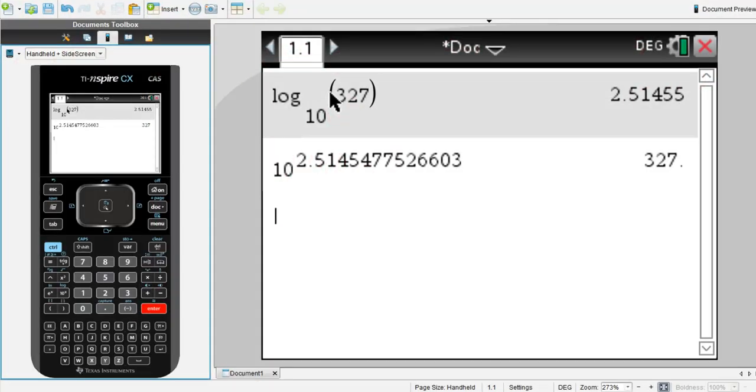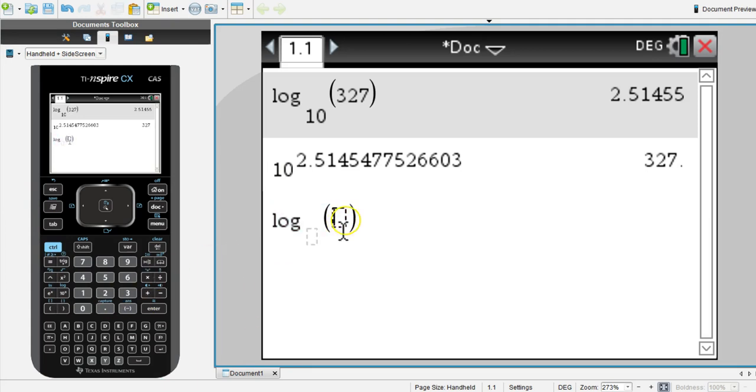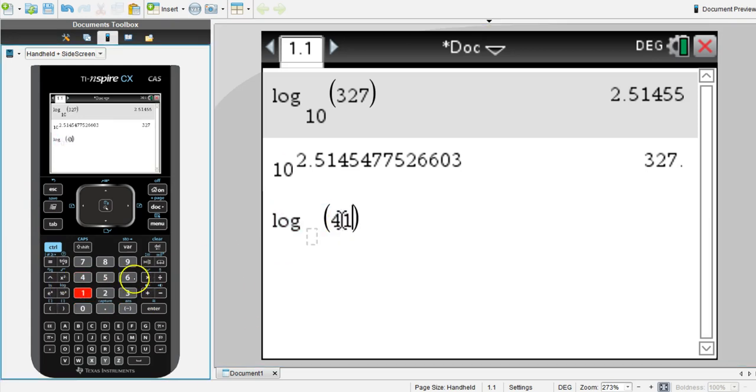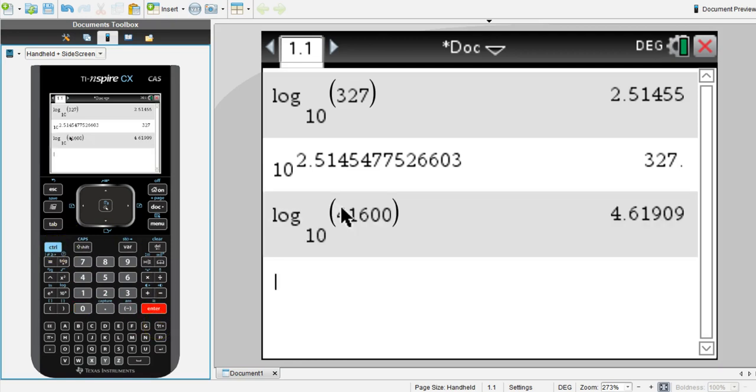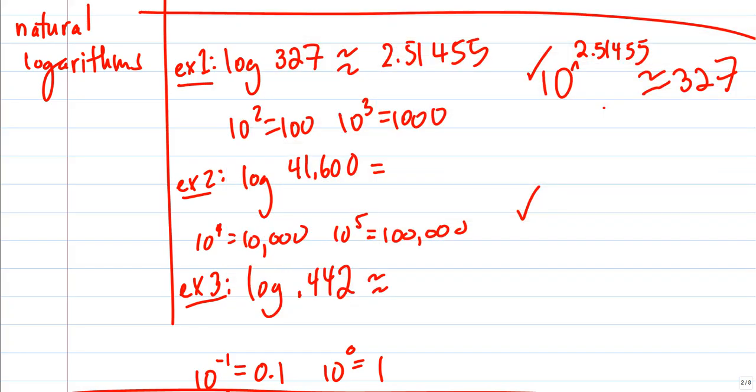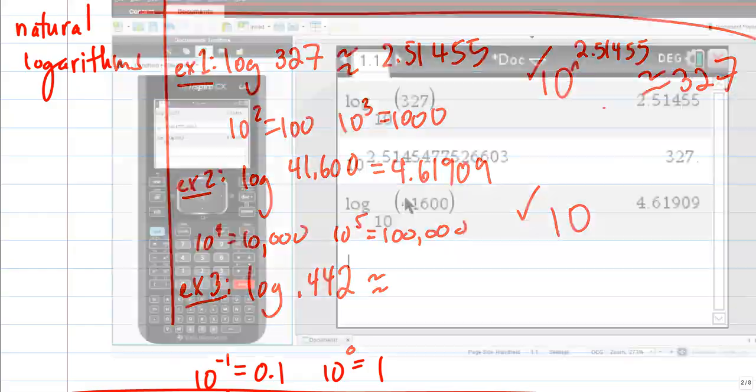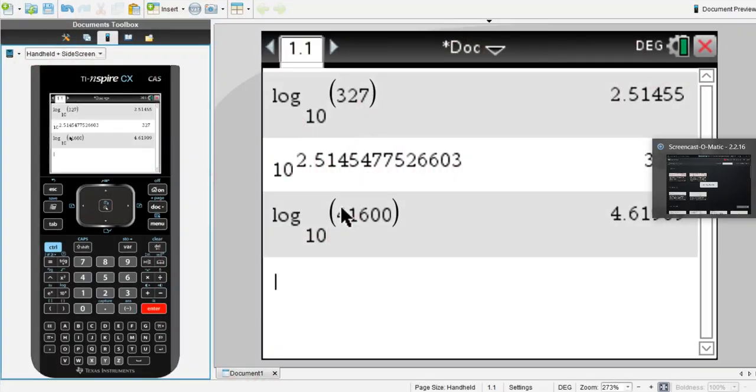You got a calculator? Log of, oops, I keep doing that. I don't need it. Yeah, I actually had that right. What was it? 41,600. 4.61909. Is it right? Could you check it? What's the base? 10 to the 1,600. I'm going to just double check that. Okay, good. I did that right.